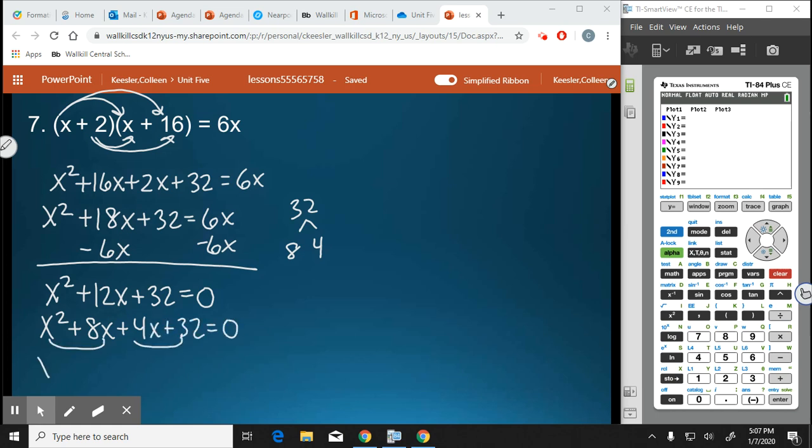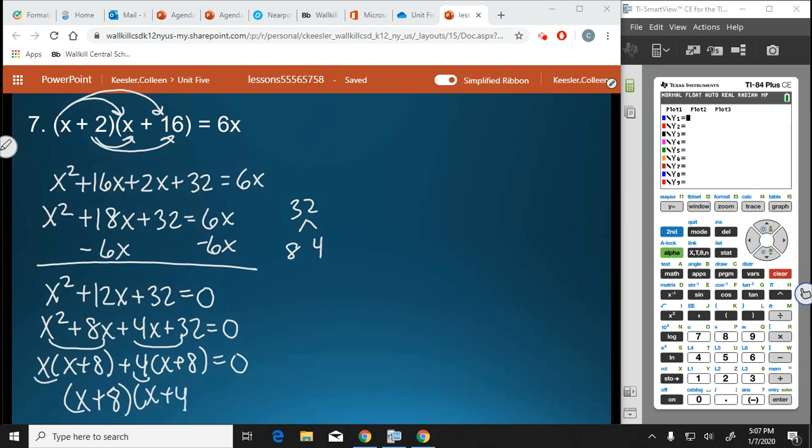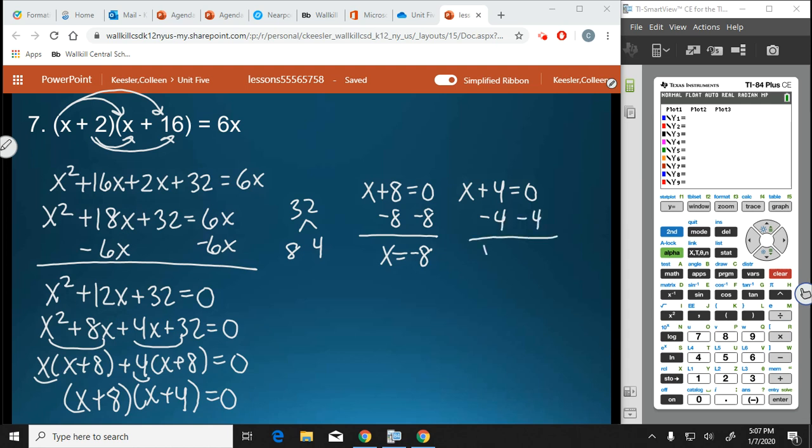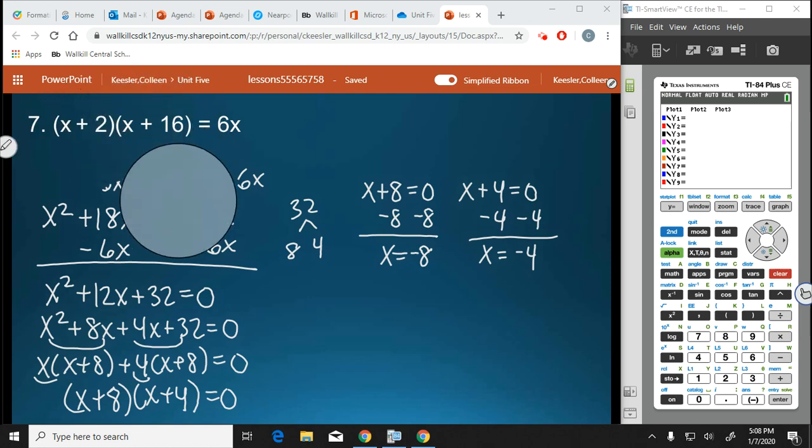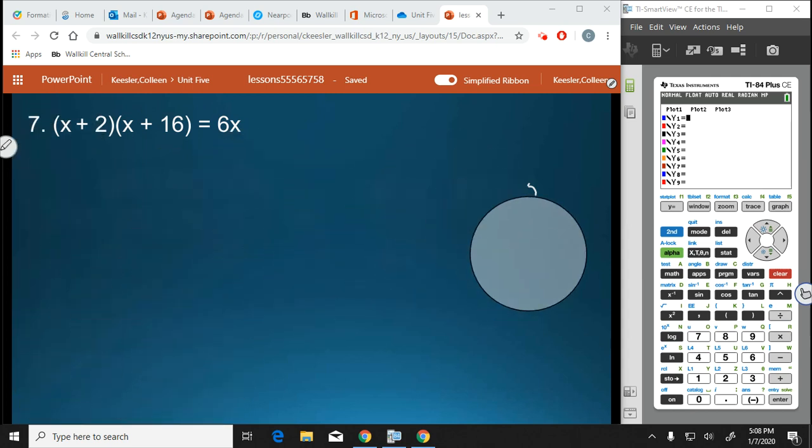Group. Factor out x, I'm left with x plus 8. Factor out 4, again, I'm left with x plus 8. So my two factors are x plus 8, and then left over, x plus 4 equals 0. So I solve x plus 8 equals 0, and x plus 4 equals 0. Making one solution negative 8, and the second solution negative 4. All right, so it looked hard to begin with, but then the factoring in that part was not so hard. All right, let's take a look at number 9, the most challenging, I think.